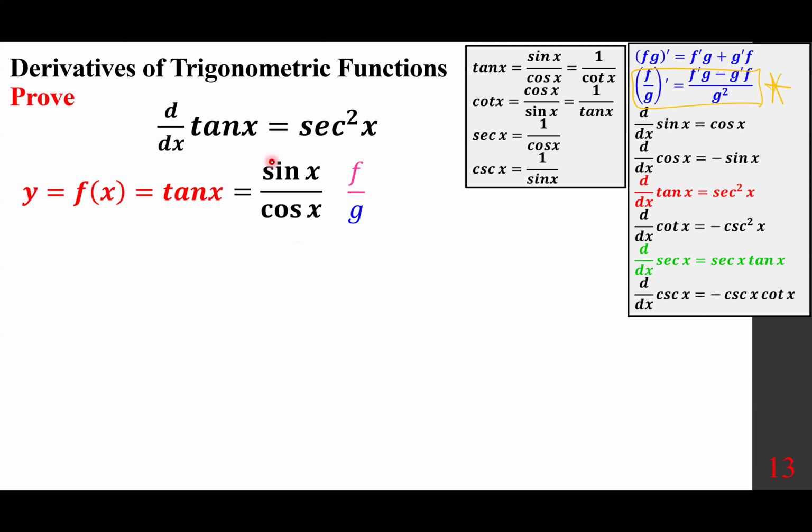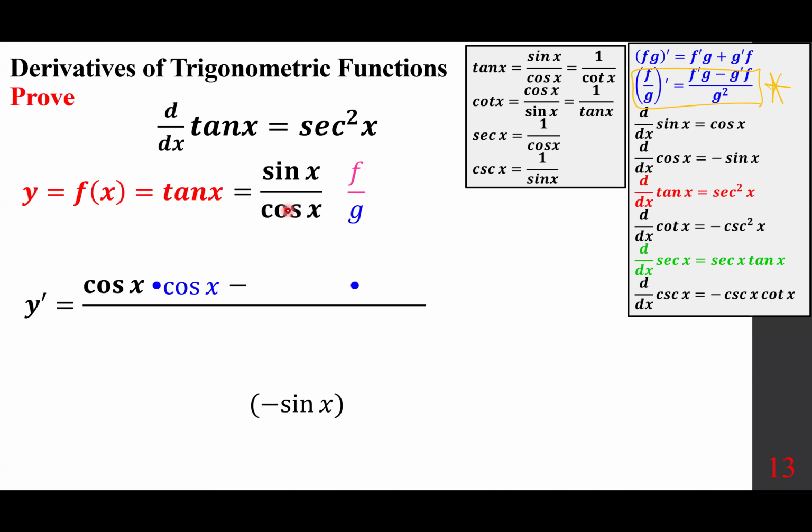So f prime, the derivative of the top, the sine, is cosine, times g, the bottom, which is simply cosine, minus g prime, the derivative of cosine is negative sine, times the top f, which is sine, and you just write the bottom and square it.